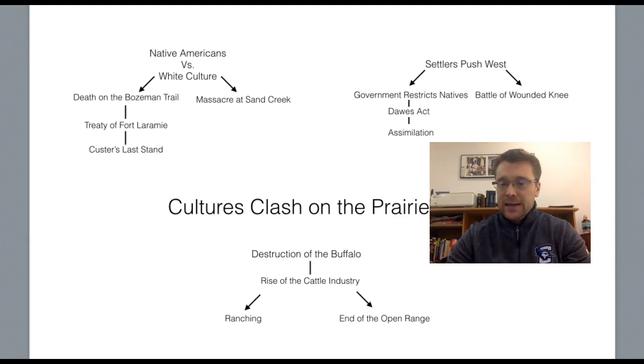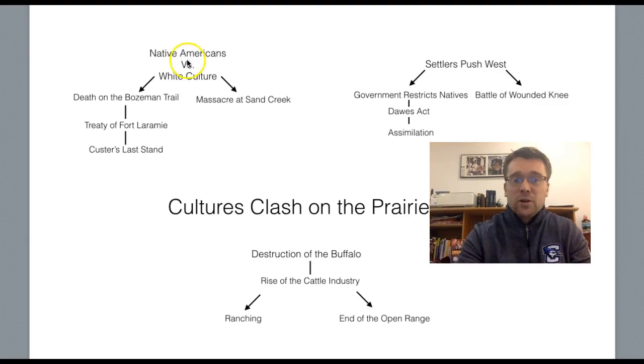And really what that's looking at is Native Americans' culture and how that was different than white culture and how that led to conflict, as well as how settlers began to push west, that conflict of competing for land and the same resources, and then ultimately how the destruction of the buffalo gave rise to the cattle industry and the open range, and really an end to Native American resistance on the plains. So that's where we'll start with our focus there.